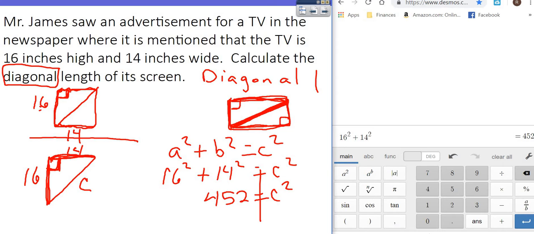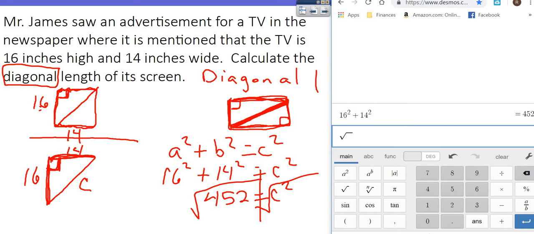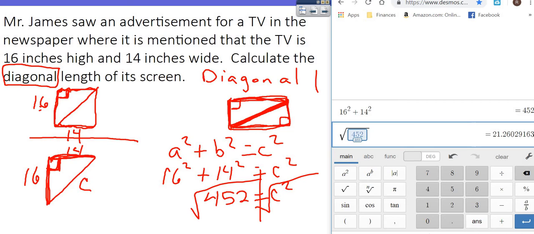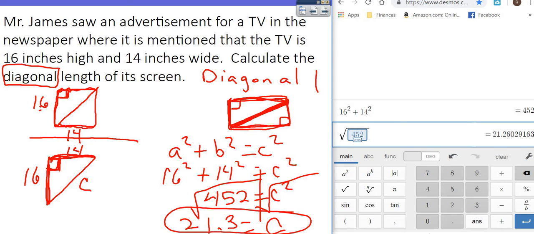But we're not looking for C squared, we are looking for C. So that means we have to take a square root. So square root, answer, and we get 21.3. C equals 21.3. So we come up here and we look, 21.3, which makes perfect sense. It's longer than both the legs, and that is the value of the diagonal or of the hypotenuse, whatever you want to say.